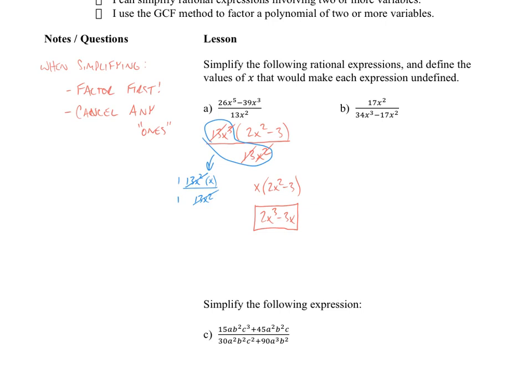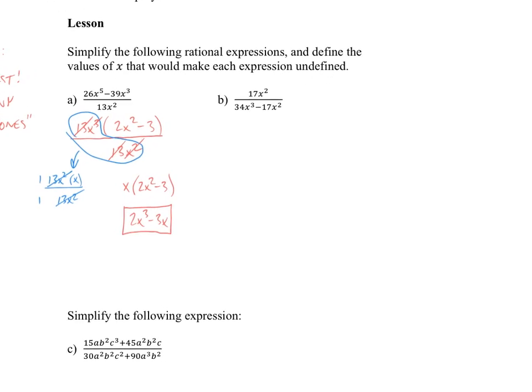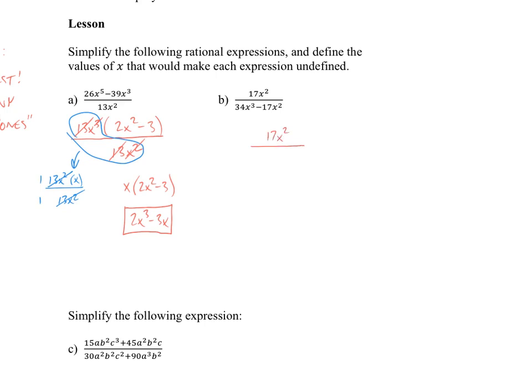All right, we'll do the same thing in example B. In example B, can't really do anything with the numerator. It is a monomial, but the denominator I can factor. I could use the GCF there. So I'll have 17x squared all over. My GCF is, I think, 17x squared here. So that's going to leave me with 2x minus 1. And in this case, I'll be able to cancel all of that. So I'll be left with 1 over 2x minus 1.